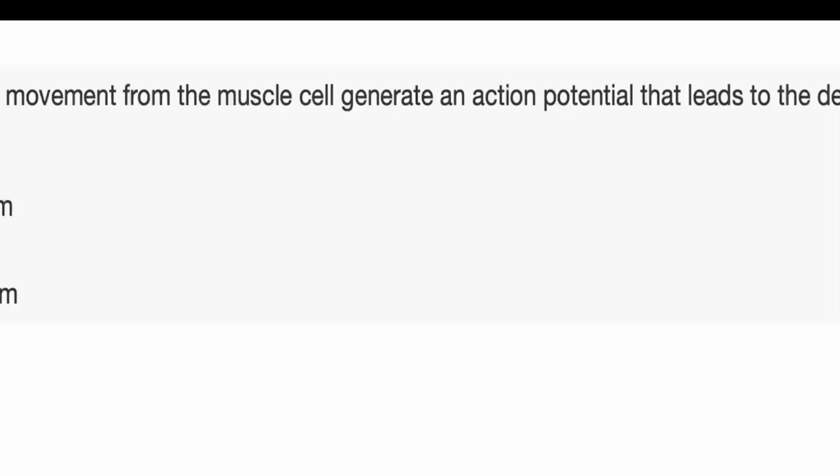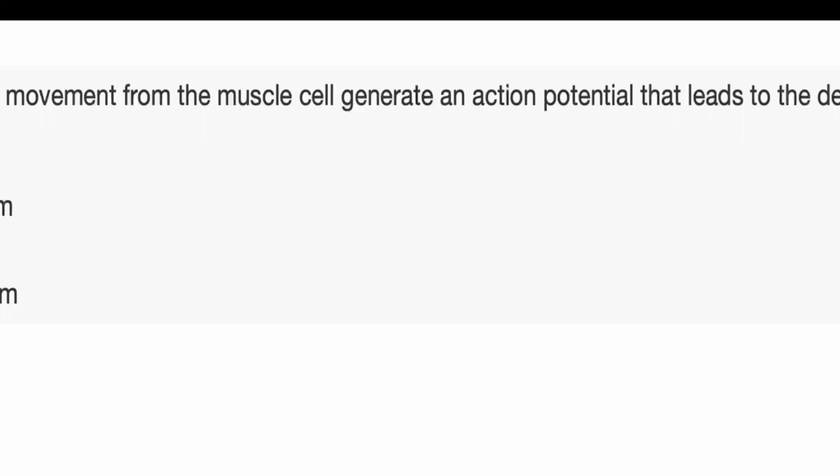Dash movement from the muscle generates an action potential that leads to depolarization of the inner muscle fiber. What kind of ion movement from the muscle cell generates an action potential that leads to depolarization of the muscle fiber? Option A, sodium calcium. Option B, sodium potassium. Option C, sodium chlorine. Option D, calcium potassium.